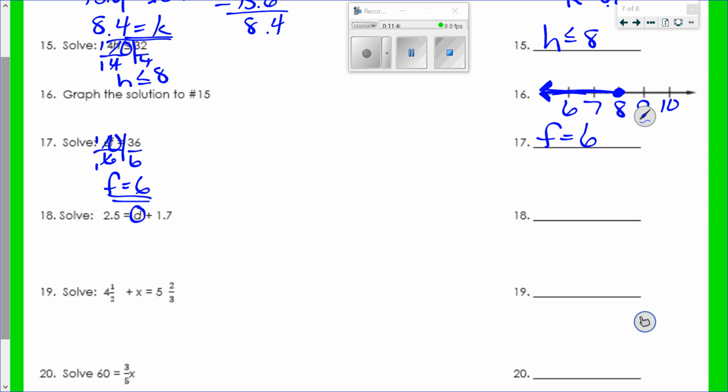Here's my variable. The opposite of adding 1 and 7/10 is subtracting 1 and 7/10. These go away. Borrow from the 2 gives me a 15. Don't forget that my decimal goes straight down. 0 and 8/10.